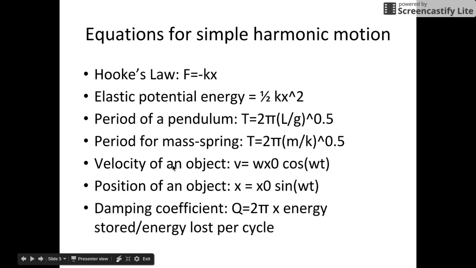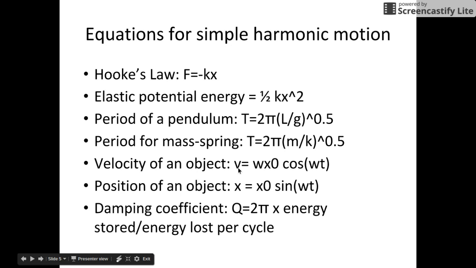The period of a pendulum. Let's say we had a pendulum that was swinging back and forth. If we wanted to find the period of that pendulum, it's equal to 2 pi times the length of the string divided by the acceleration of gravity, to the 0.5 power.